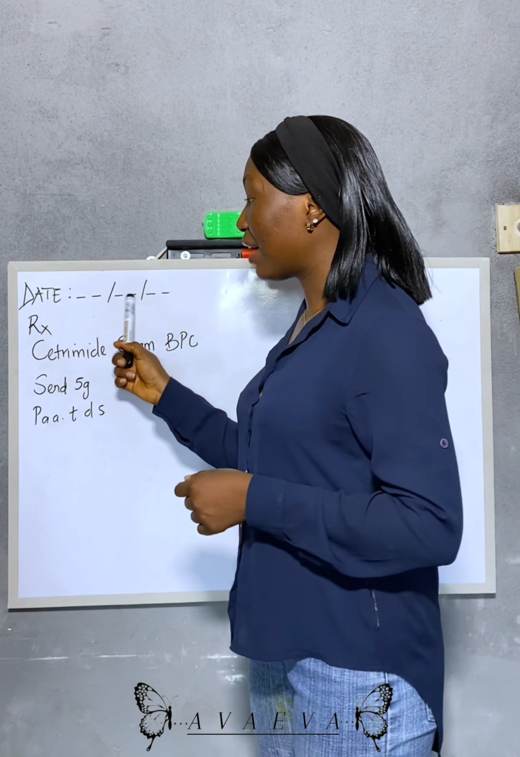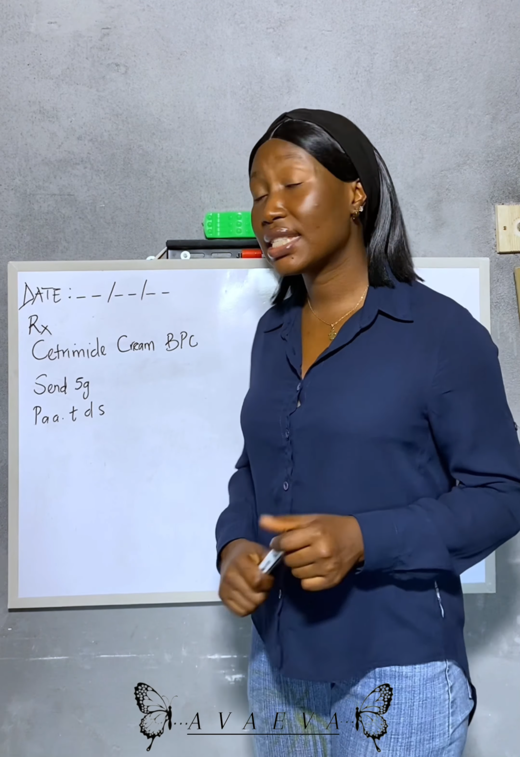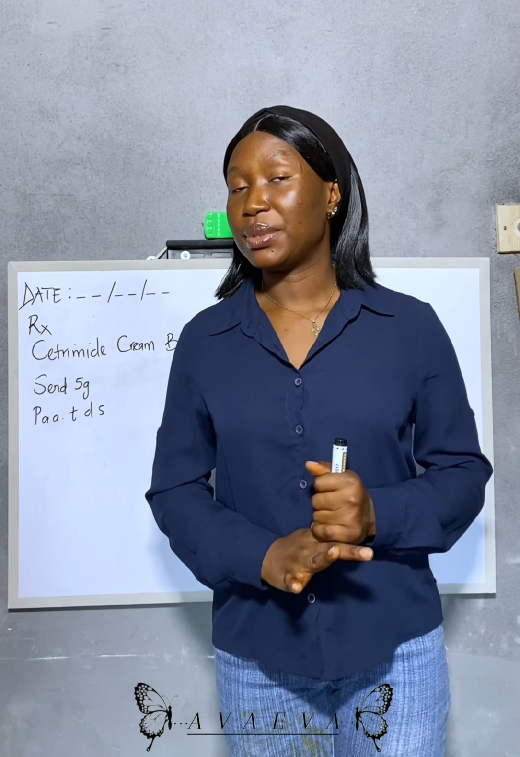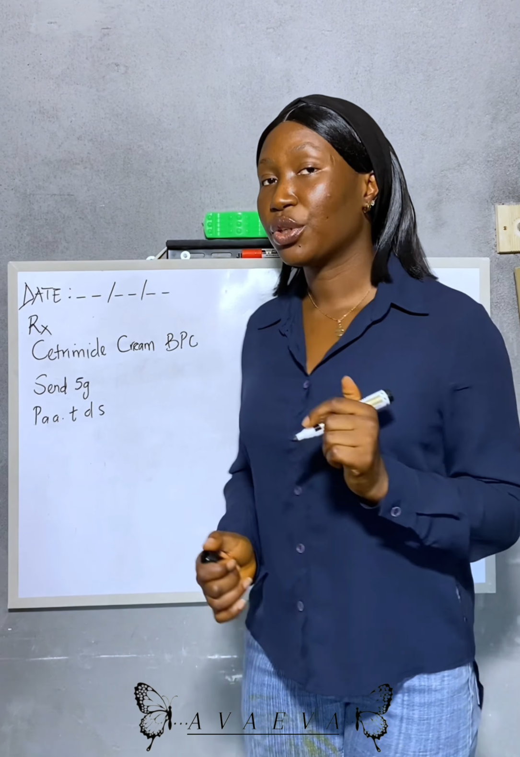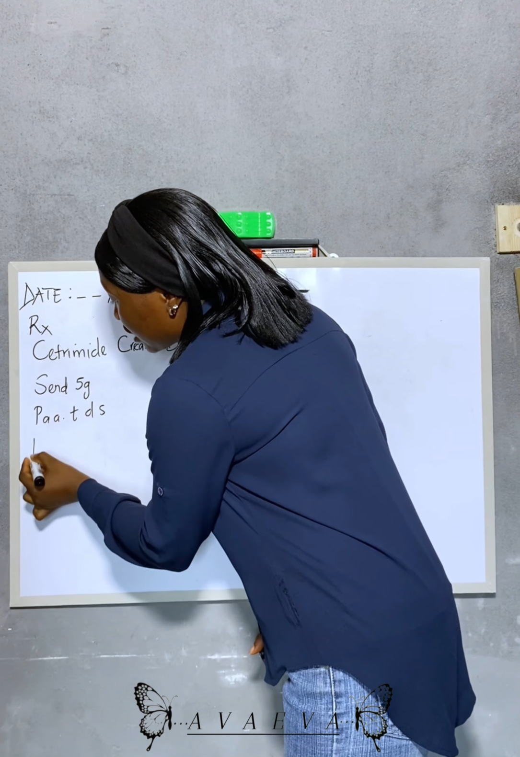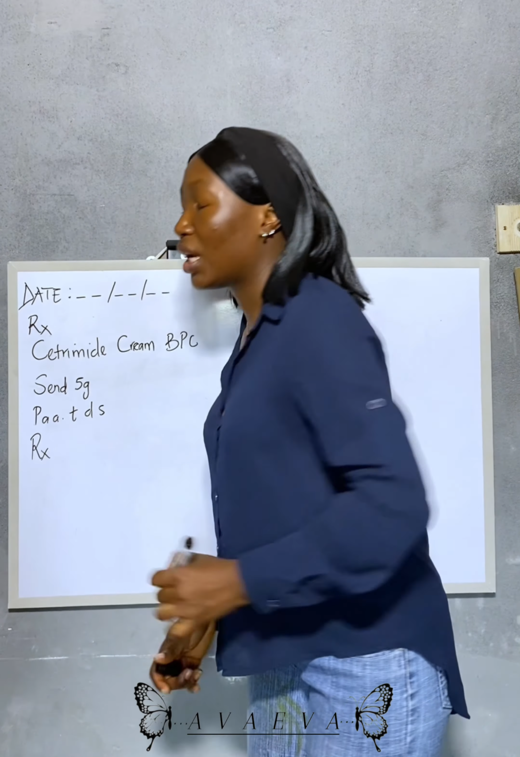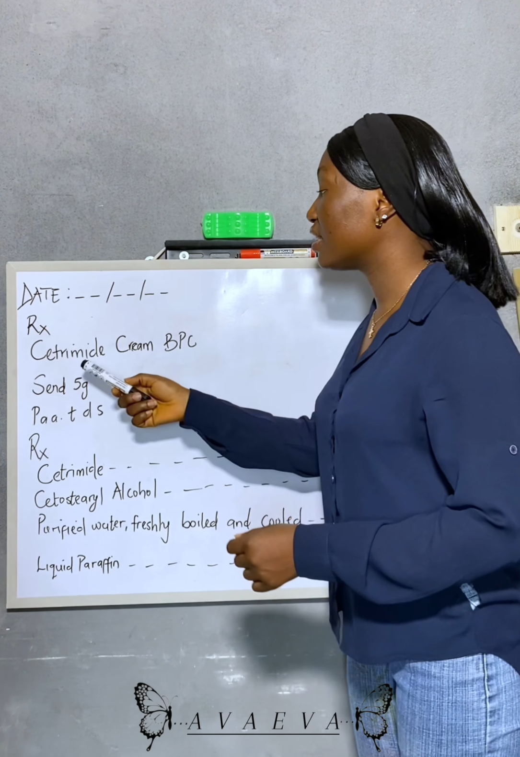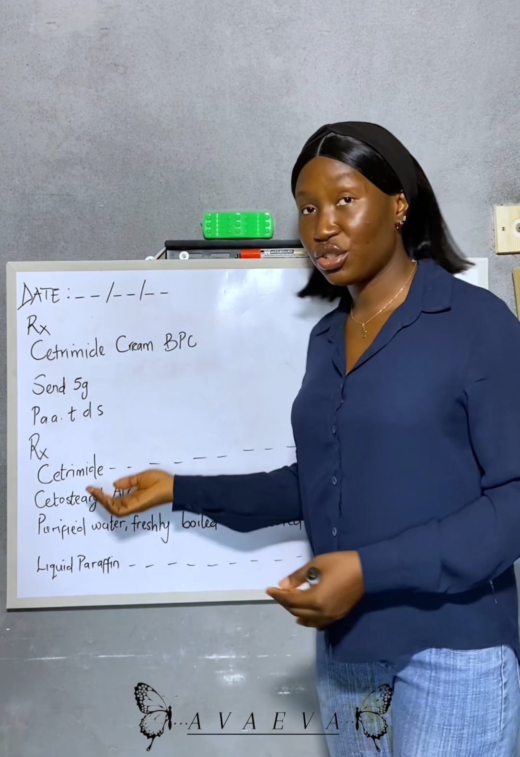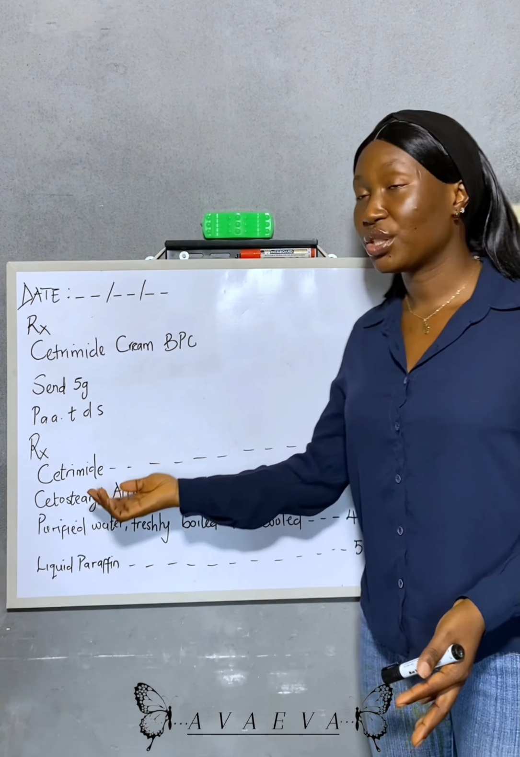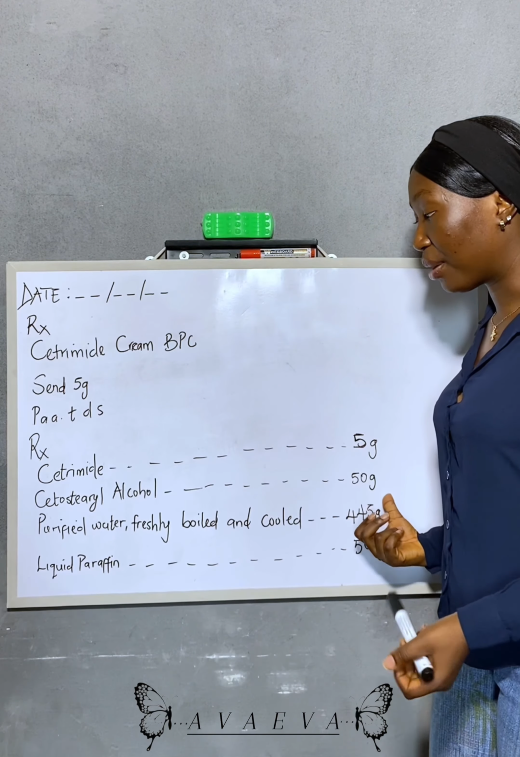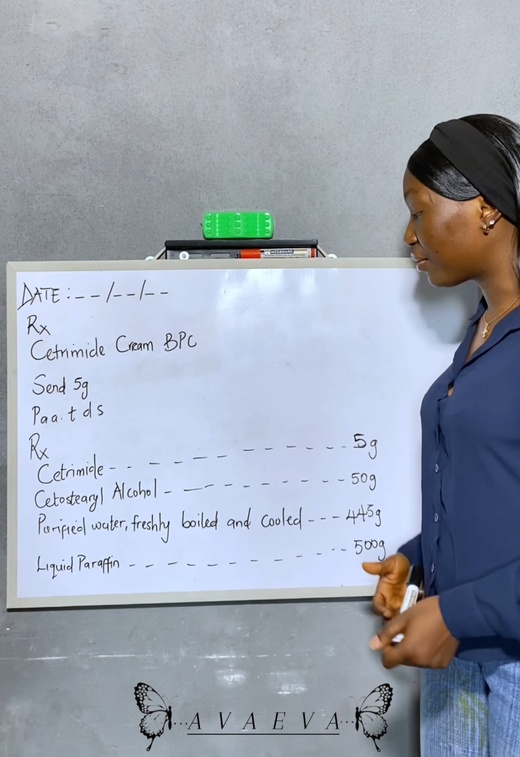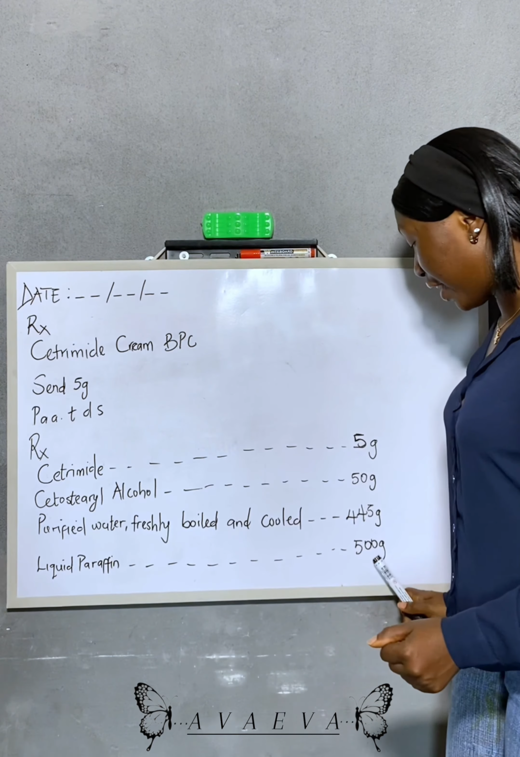Don't forget, you always have your date before this, and since this is a BPC product, we are to obtain the ingredients from the BPC. And always, before you write down the ingredients, do not forget to write down your RX symbol as well. These are the ingredients required in making cetrimide cream. You have your cetrimide, 5 gram. You have cetostearyl alcohol, 50 gram. You have purified water, freshly boiled and cooled, 445 gram. You have liquid paraffin, 500 gram.